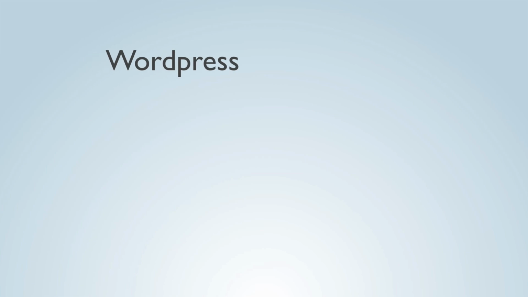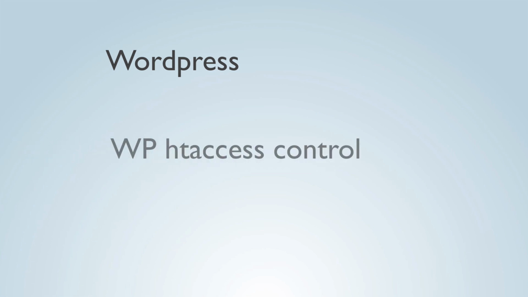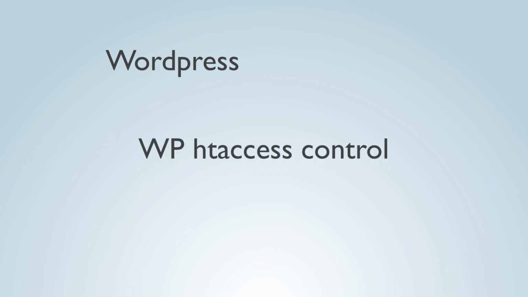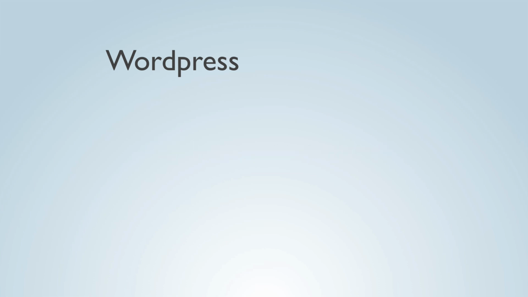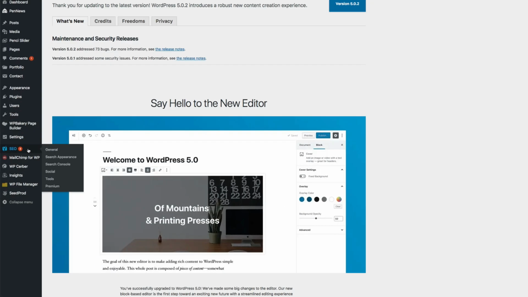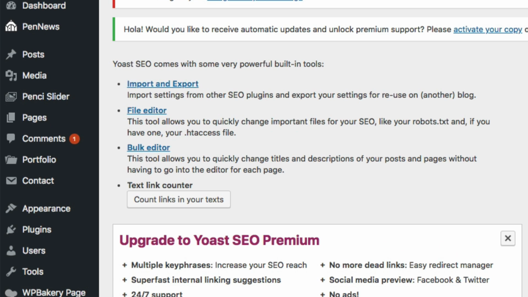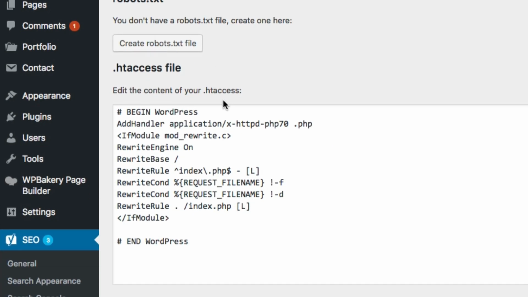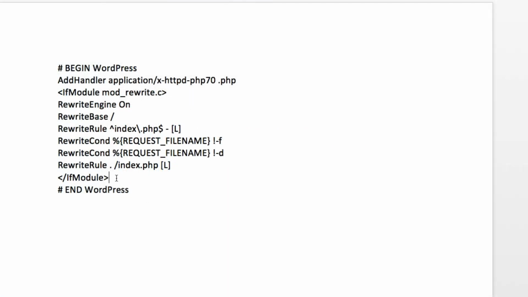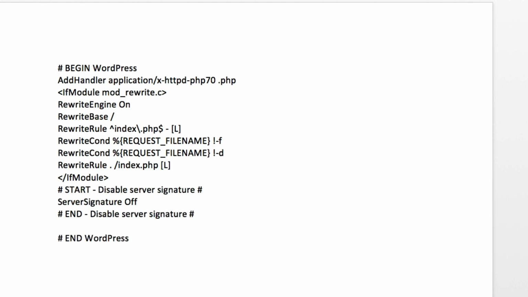Now, if you have a WordPress site and all of that was just gibberish to you, no worries. For WordPress, there are a few plugins out there that can handle that, like WP htaccess control. Or we can also turn off the server signature ourselves by simply modifying the htaccess file. To find that file, just log into your WordPress control panel, then come to SEO, Tools, File Editor. And here you should see your htaccess file. Just add the two lines of code at the end, and save.